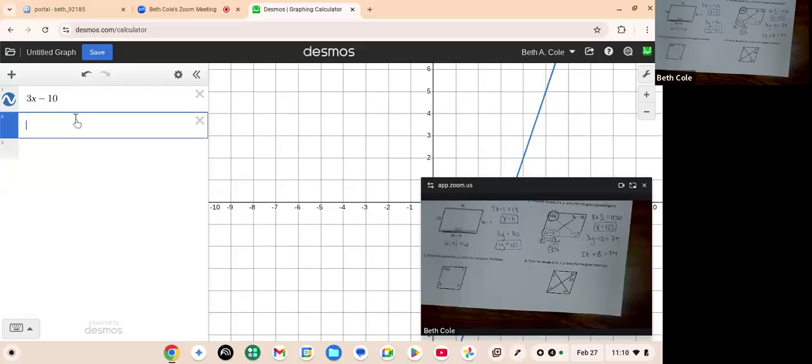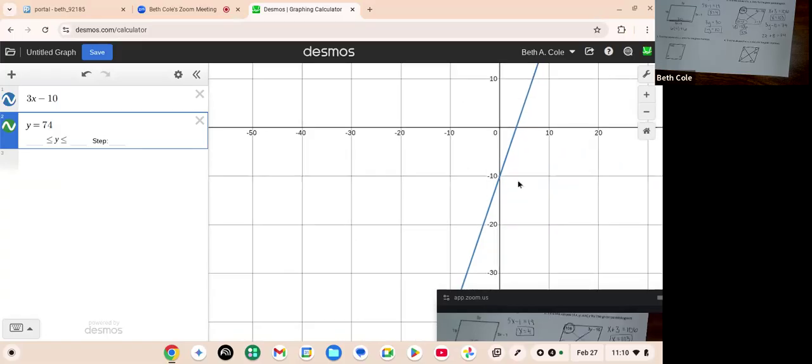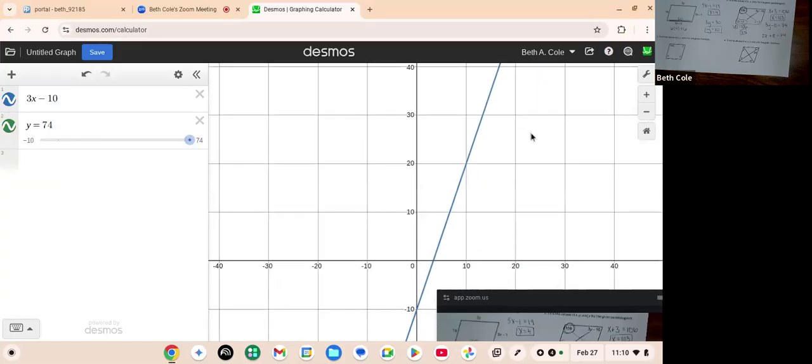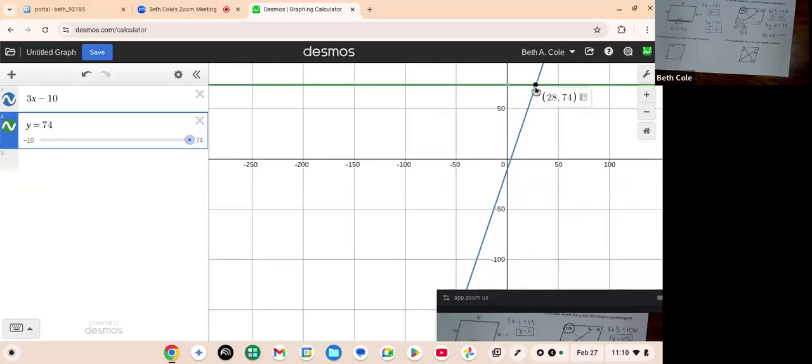Yeah, we're going to have to use x or nothing's going to show up. All right, so you just always have to use x. Whatever letter of the alphabet it says, you're going to use x. So that first one is 3y minus 10. I'm just going to do 3x minus 10. And then I'm going to do y equals 74. And I'm going to zoom out until I get all the way up to 74. Click on the intersection. We'll get the answer eventually, if I can eventually get to 74. There we go. All right, so y is 28.